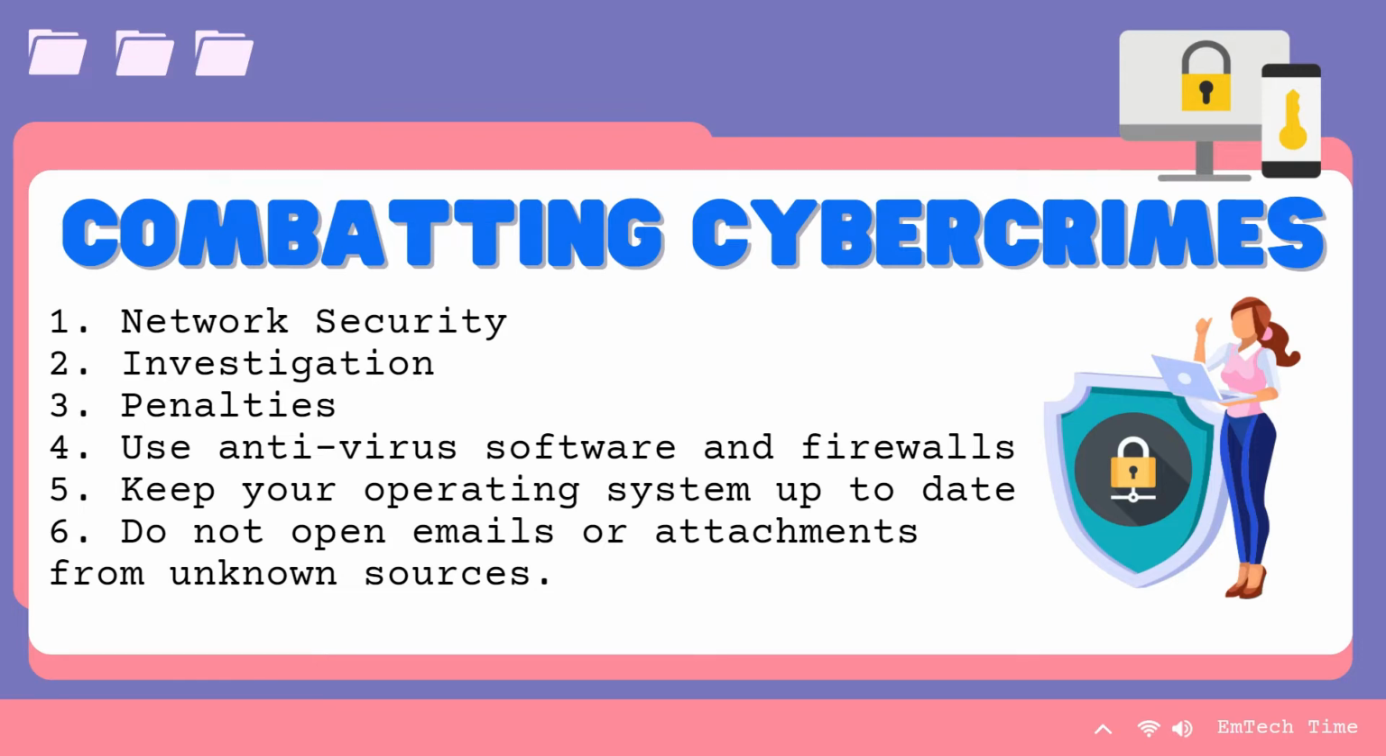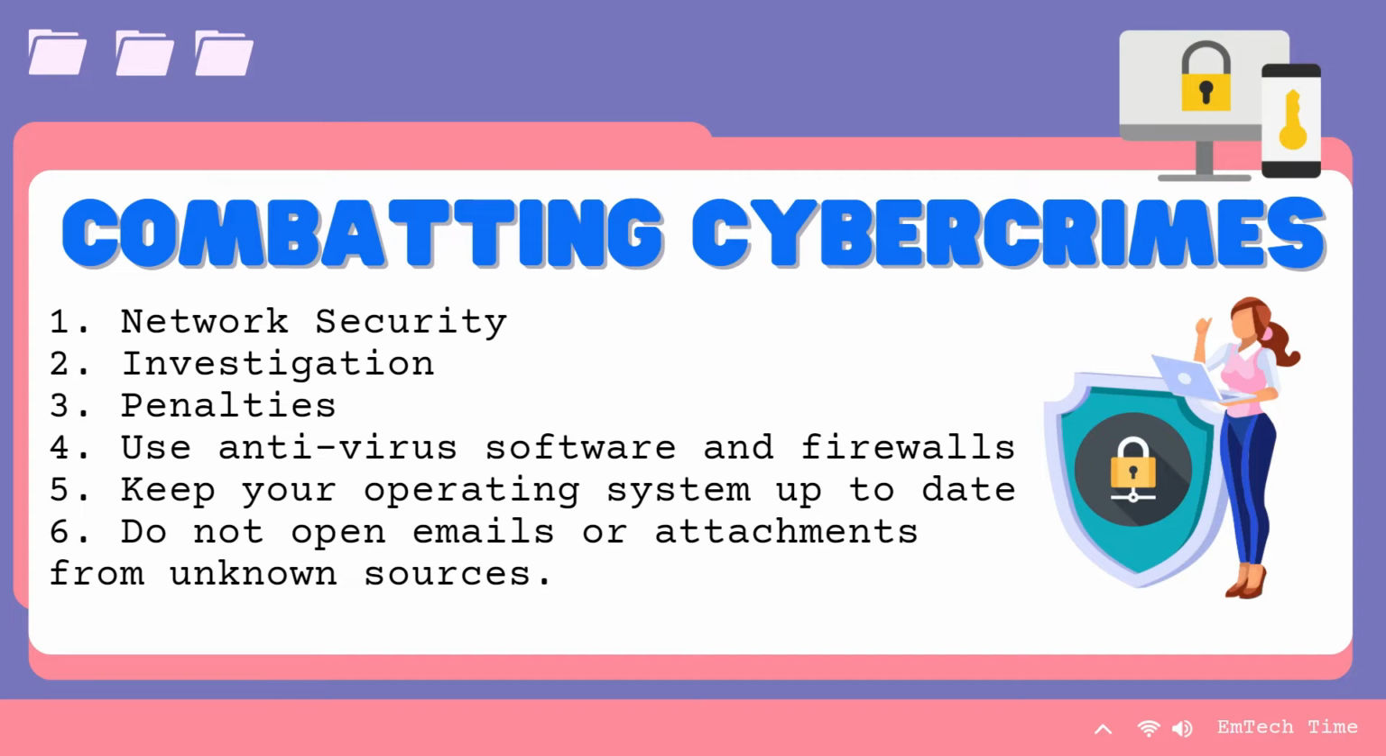The second one is investigation. URL tracking and logging are used by websites to track your unique IP addresses. This can be used by investigators to track or trace the hackers. Number 3, penalties. More and more laws are being created and implemented today. The penalties include both a fine and imprisonment.